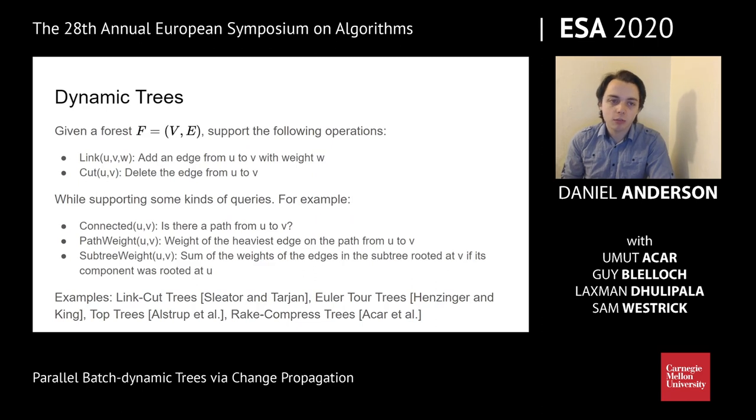So the dynamic trees problem is to maintain some forest while adding and deleting edges from it. Adding edges is often known as the link operation. Deleting edges is often known as the cut operation.